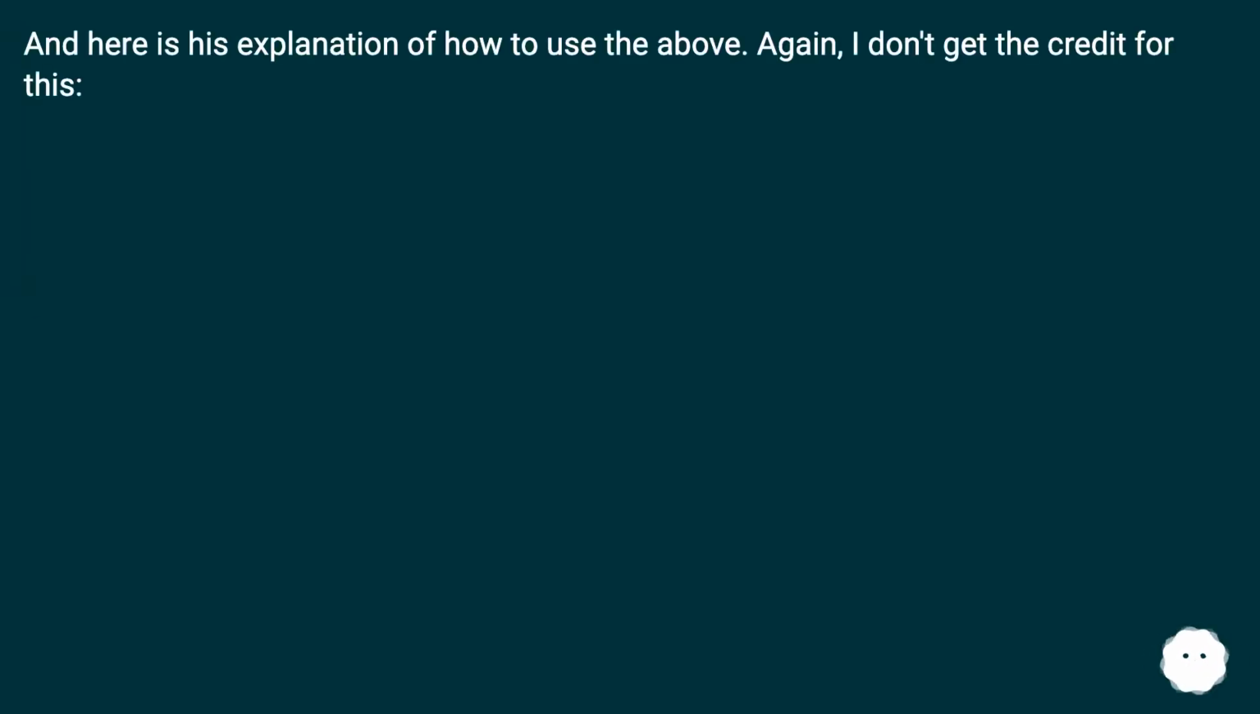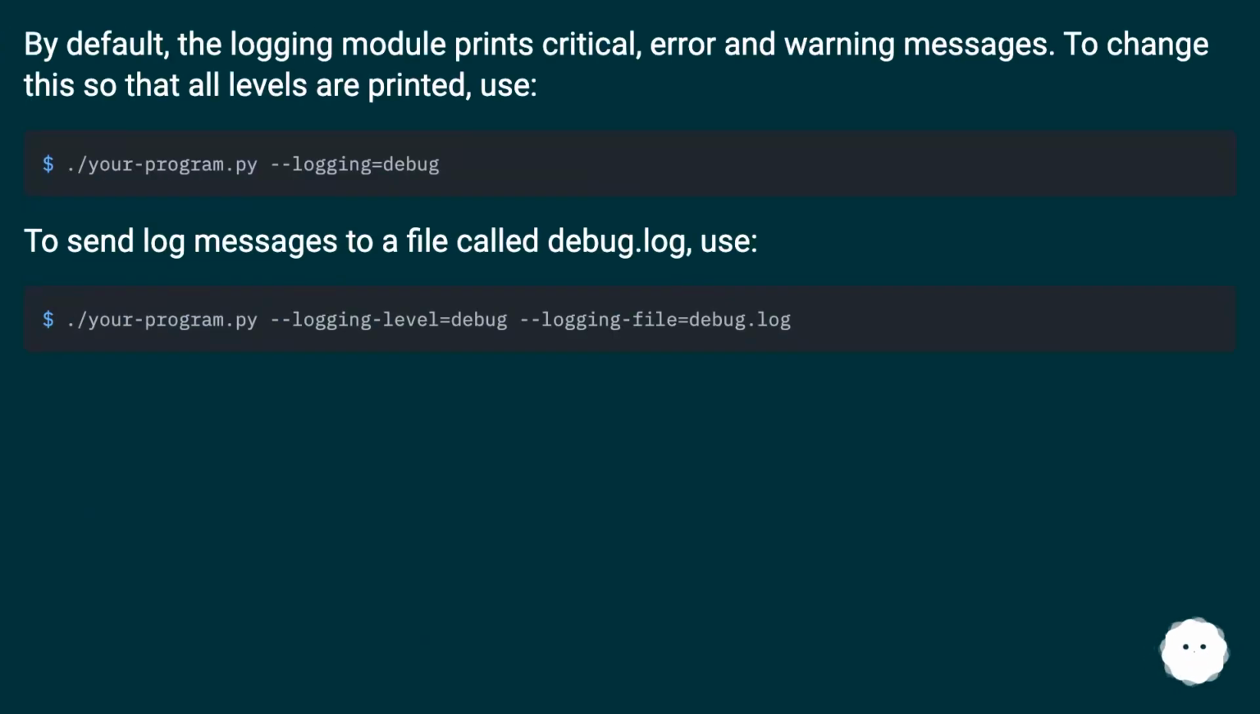And here is his explanation of how to use the above. Again, I don't get the credit for this. By default, the logging module prints critical, error and warning messages. To change this so that all levels are printed, use. To send log messages to a file called debug.log, use.